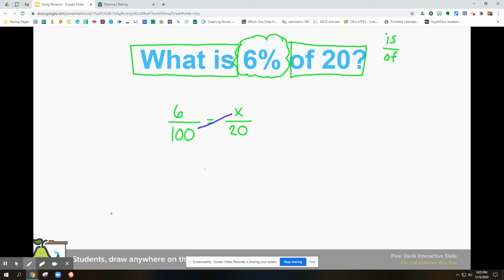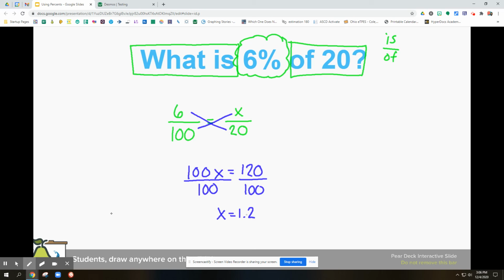Cross multiply. 100 times x is 100x. 6 times 20 is 120. I want to get x by itself, so I have to divide by 100 since I'm multiplying, and I need to do the same thing to the other side to balance out my equation. That leaves me with 1.2.